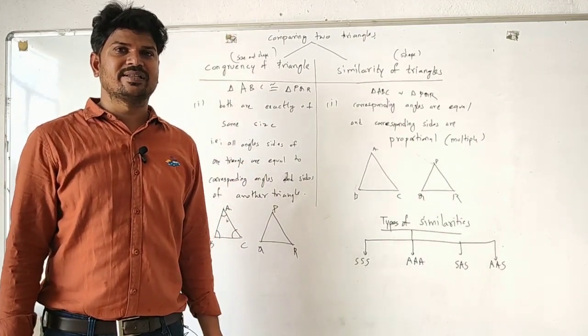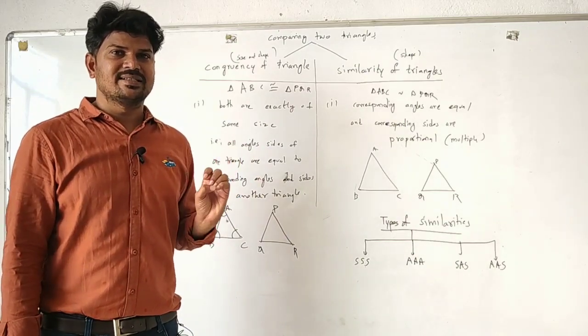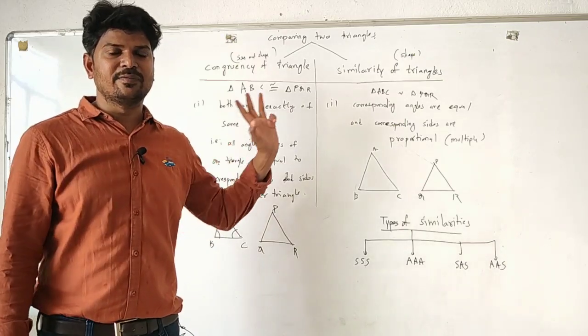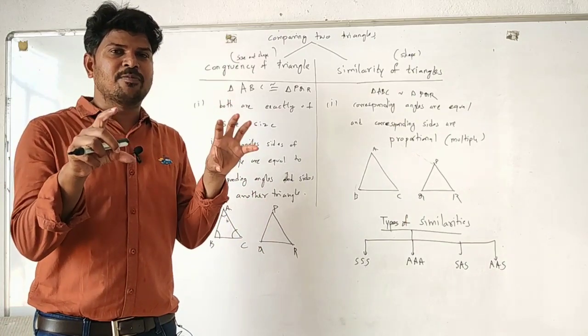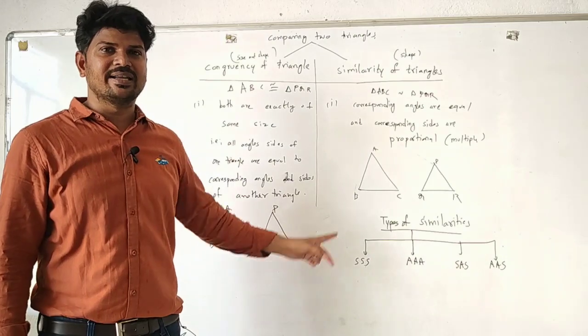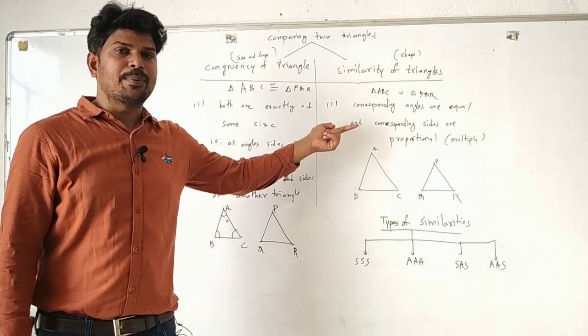What is similarity? Similarity is only in shape, not in size. I mean to say it looks the same but the sizes are different. Then we call it similarity. In order to get the shape, what must be equal? Angles must be equal. So in similarity, angles must be equal and their sides are proportional.